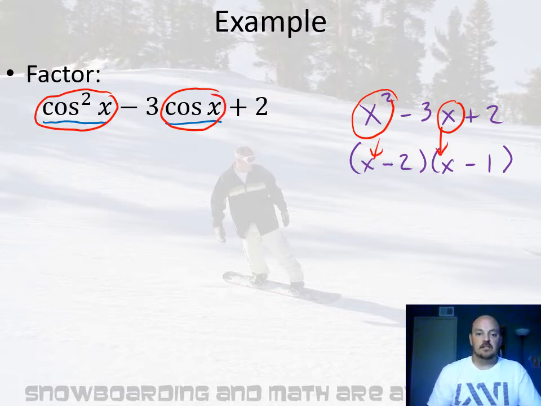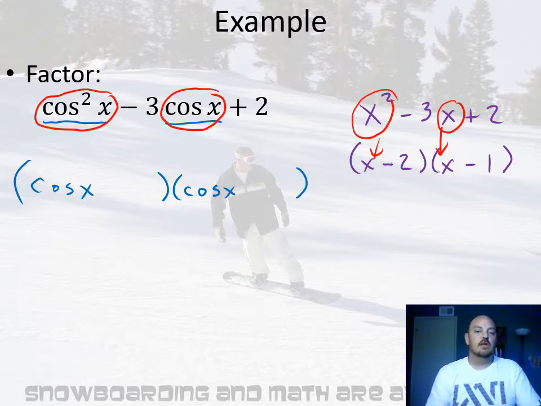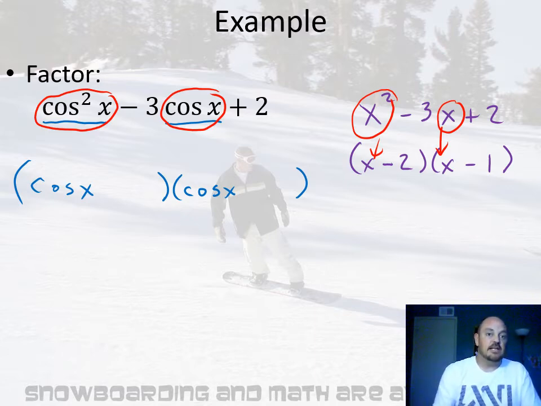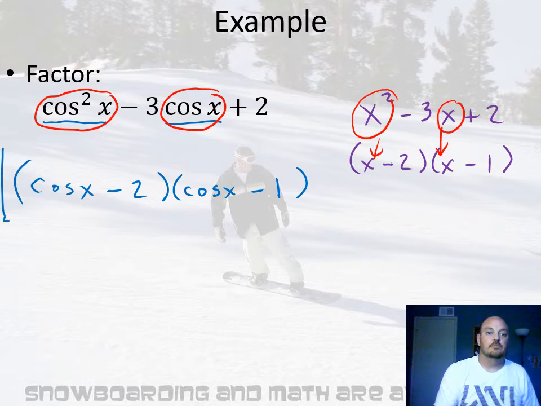So when we go to answer this question, when we go to factor, we can factor just like our other one, but instead of having x in front of each factor, we're going to have cosine x. But after that, the rest of the question is the same. So we're still looking for two numbers that multiply together to be positive 2 and add to be negative 3. It's negative 2 and negative 1. And that's our answer. We factor.